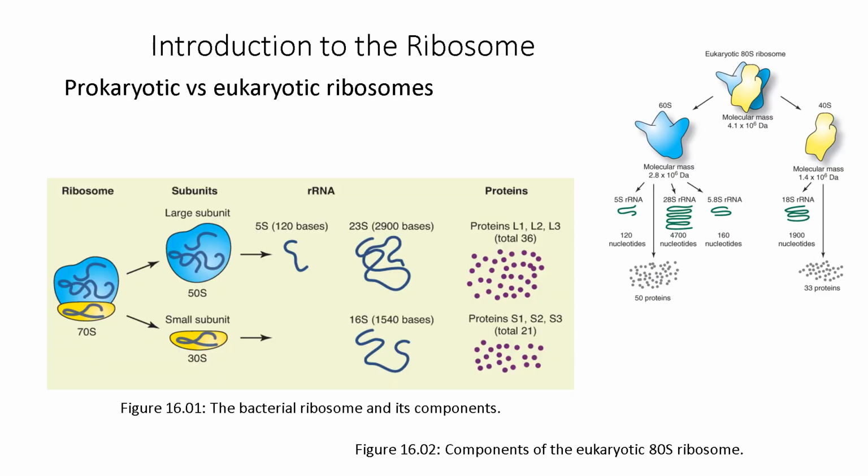On this slide, we visualize the structural differences between prokaryotic and eukaryotic ribosomes. Figure 16.01 displays the components of the bacterial ribosome, while Figure 16.02 presents the architecture of the eukaryotic 80S ribosome. These structural differences underlie key functional distinctions in how translation proceeds in each type of cell.